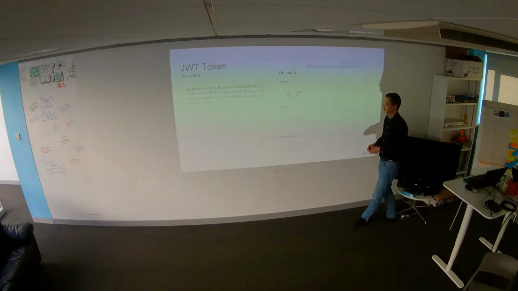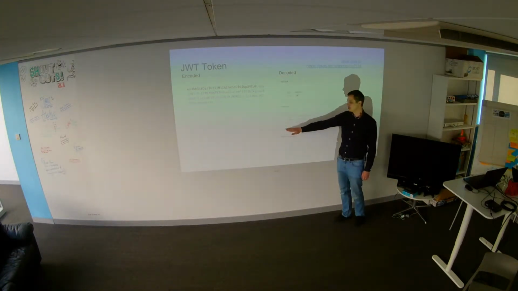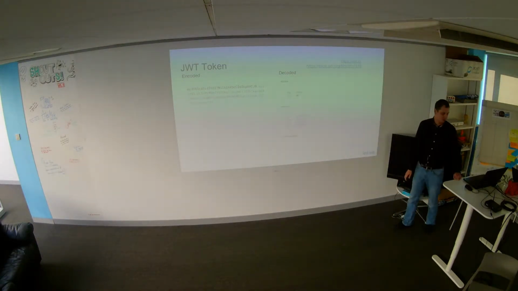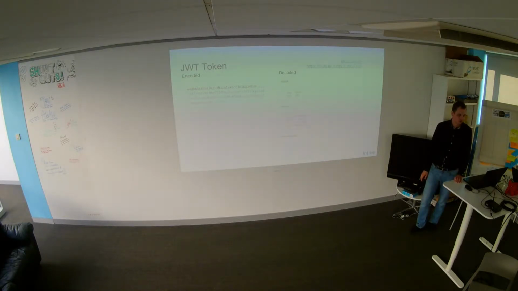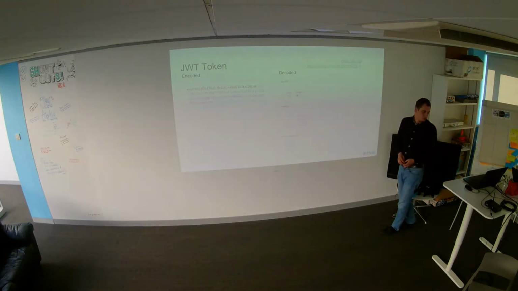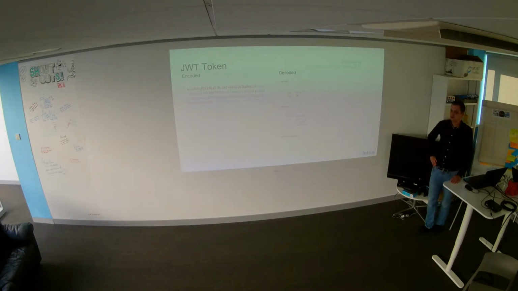The payload is the place for your data. Some of the fields, like expiry date and issued at time, are predefined, but I think all of them, if not almost all of them, are optional. And you can place custom data here, for example, the name of the user, or whatever data you wish, and it will fit into the channel you are sending it through.